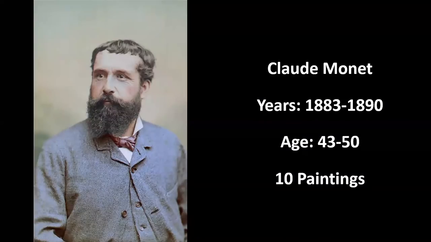Okay, so let's talk about the years 1883 to 1890. Monet was between 43 and 50 years old during this point in time. And of the 50 paintings in New York City, 10 of them are done at this point in time. And this is a photo of Mr. Monet himself.